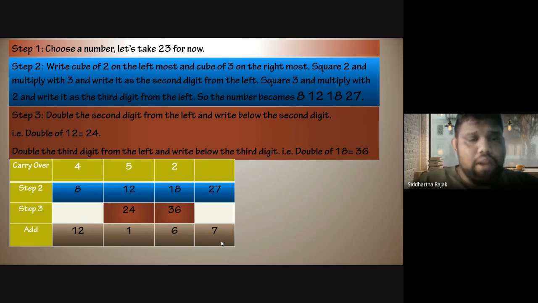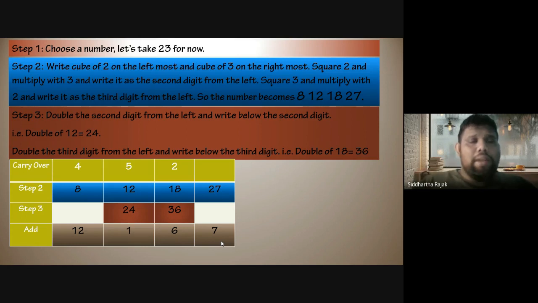So first of all, on the 1000th place, on the leftmost side, you write down the cube of the first number, that is 2. We have the number 23, right? So the cube of 2 is to be written on the leftmost side, and the cube of 3 is to be written on the rightmost side. Okay, so 8 and 27, it fits there perfectly.